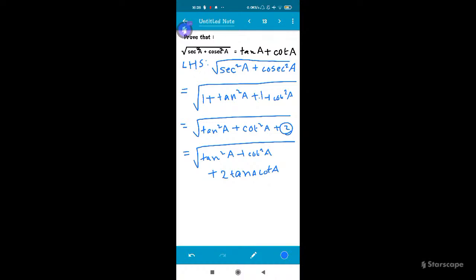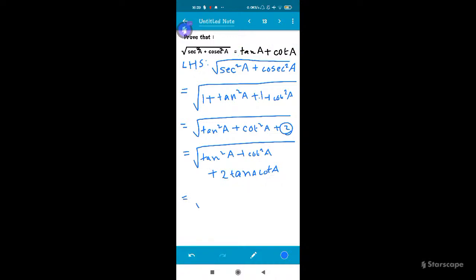Why am I doing this? We can see that on our right hand side we want tan A plus cot A. And that is possible only when we have tan A plus cot A whole square inside a square root. So in order to bring tan A plus cot A whole square, that means a plus b whole square, I am using this term tan A cot A. So this is my a square, this is my b square, and this term becomes 2ab. I hope it is clear.